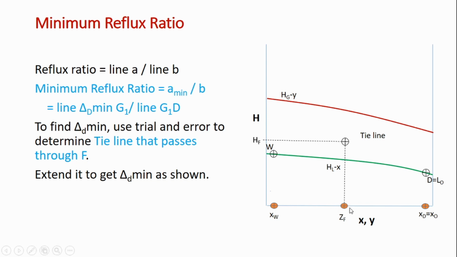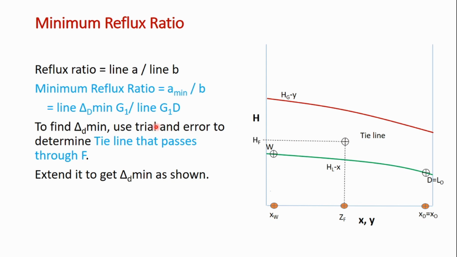So get this ZF point. So you will get the feed point. Now, let us say that the feed is a mixture of liquid and vapor in this case. So the feed point lies somewhere in between the region of Hg and Ha, saturated liquid and saturated vapor. This is the enthalpy of feed.